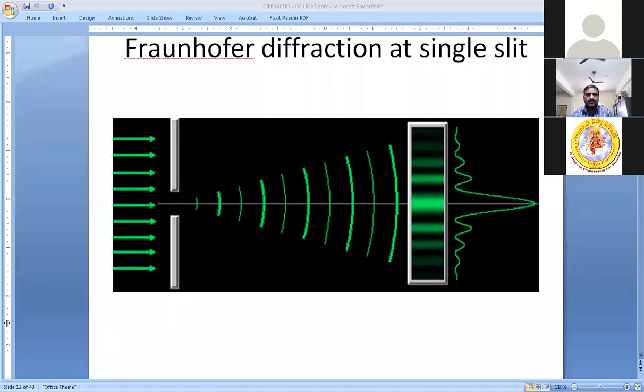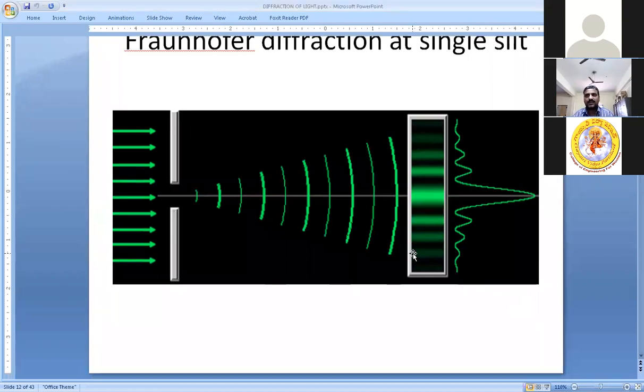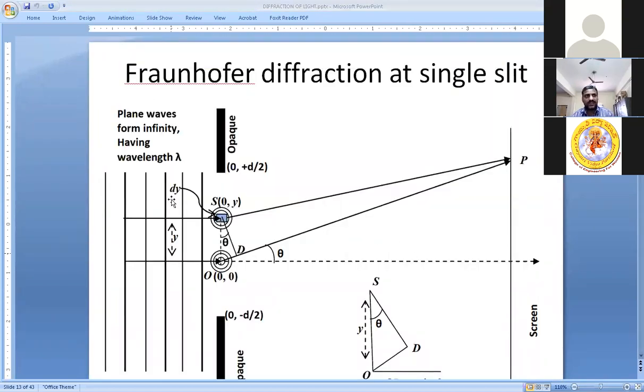In the last class, we were trying to derive an expression for the resultant pattern created on the screen due to a Fraunhofer single slit. I have shown this graph, and from there I started trying to derive some expression for the intensity of light arriving at point P.